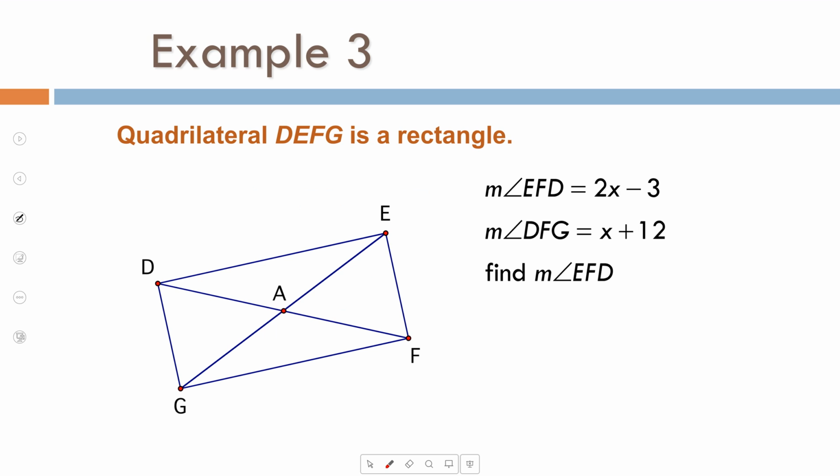Angle EFD and angle DFG. A lot of these problems, the first question you want to ask yourself is, how do those two things relate? Are they sides? Are they angles? These are angles. How do those angles relate? So what's the relationship between the two marked angles? Which means equals 90 degrees. Well said. Couldn't have said it better myself, Gabe. Nicely done. 2x minus 3 plus x plus 12 equals 90.